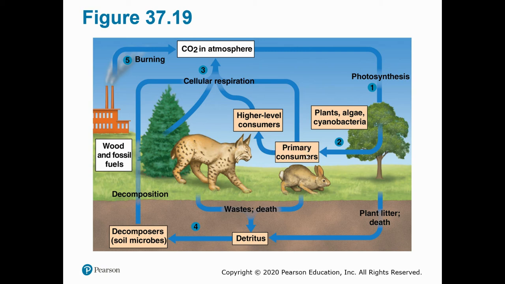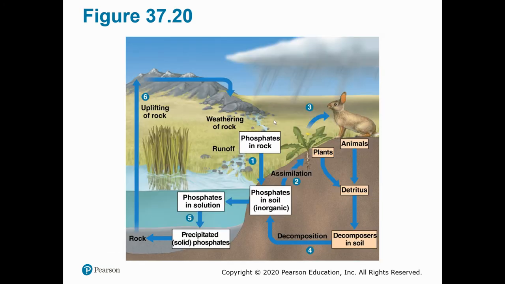And then the carbon goes into a number of different places. Through cellular respiration, it goes back in the atmosphere. Through death, it becomes part of the detritus, and it gets decomposed, also goes back into the air. When we burn fossil fuels or wood, we're releasing CO2 into the atmosphere, gets captured again by the trees, and the cycle starts all over. So that's the carbon cycle.